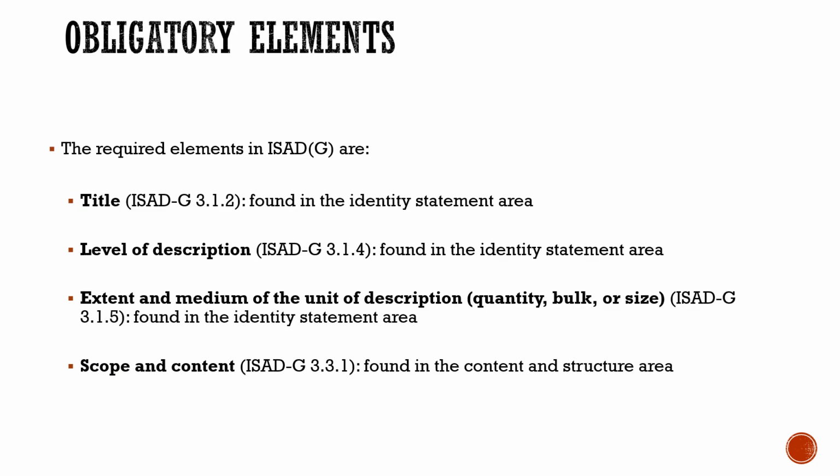There are only 4 obligatory elements in ISAD(G) and in AtoM. We will look at each in turn. They are title, which is found in the identity statement area, level of description, also found in the identity statement area, extent and medium of the unit of description, quantity, bulk, or size, which is found in the identity statement area, and scope and content, found in the content and structure area.